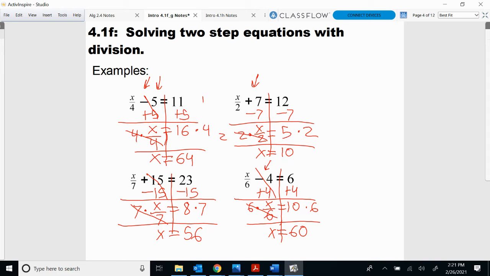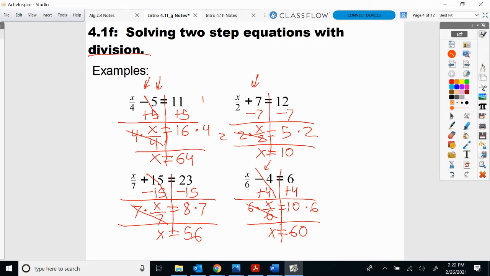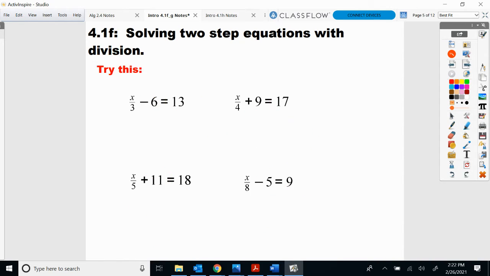Okay, so there's 4 more examples of solving two-step equations that involve some division. All right, hopefully that worked okay for you. I'm going to have you guys try some on your own, see how you do. Okay, give these ones a try, see what you come up with, and then when you're done, hit play on the video and take a look at what answers you came up with.